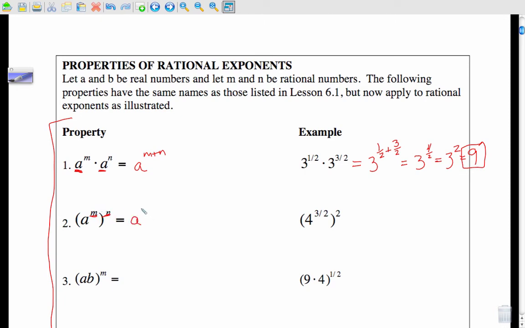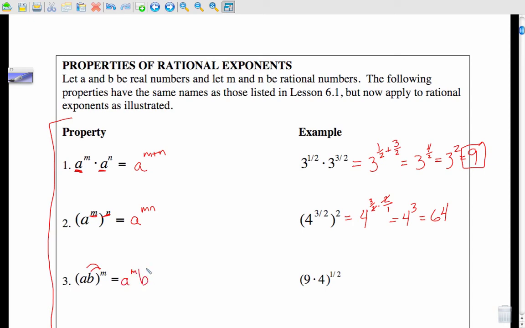Power to a power, same concept as before. You multiply these, you keep the base to be a to the m times n. So I'm going to multiply these two things, 4 to the 3/2 times 2 over 1. You can cancel these 2's out. It ends up being 4 to the third, which now we know is 64.